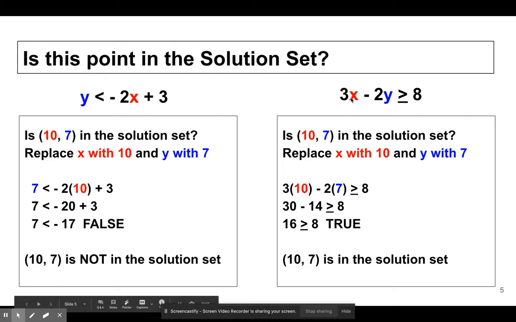I can test the same point for a different inequality. And so again, I'm plugging in 10 for the x and 7 for the y. And when I do that, I'll get 3 times 10 is 30, minus 2 times 7, which is 14. Then 30 minus 14 is 16. And so we get 16 is greater than or equal to 8, which is true. So that means that (10, 7) is a solution. So what that would mean is that if we graph this, (10, 7) would be a part of that shaded area. So I know that it's a solution. If we were to graph this first one and we were to plot (10, 7), it would be in the non-shaded area because the non-shaded area are things that are not solutions.